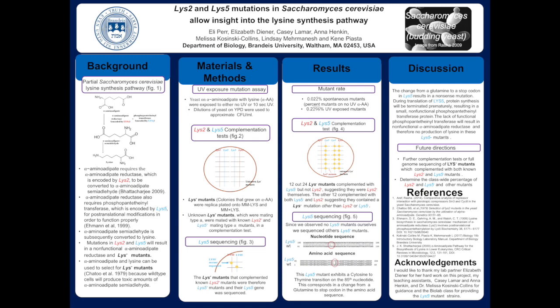So, in summary, first lys mutants were selected for, then we ran complementation tests to reveal which cells had mutations in lys2 and lys5, and finally we sequenced the lys5 mutants to determine the specific mutation they had in the lys5 gene. This experiment explores how lys mutations can disrupt the lysine synthesis pathway, and it shows a convenient procedure for producing lys mutants for further experimentation.